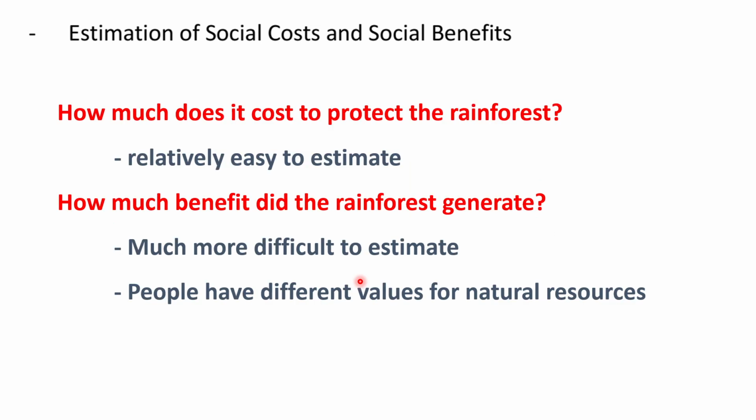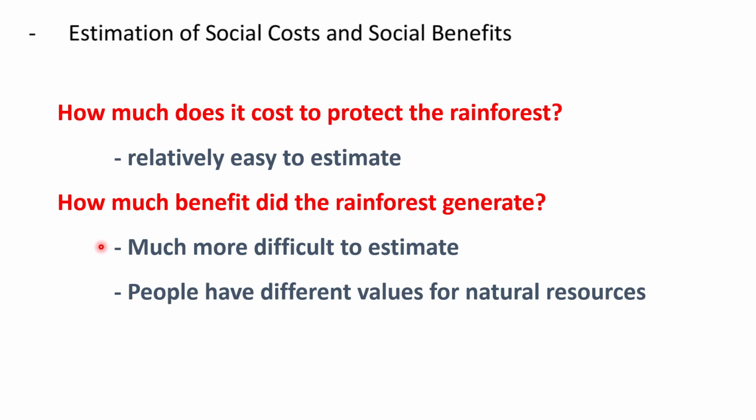Second issue: estimation of social cost and social benefit in the cost and benefit analysis. So, for example, how much does it cost to protect the rainforest? Now, that part is actually relatively easy to estimate. However, how much benefit does the resource generate? Is it worth it to save the rainforest? Now, that is much more difficult.